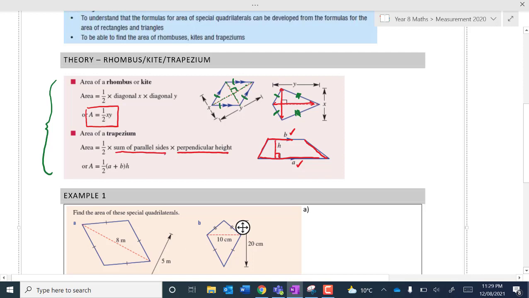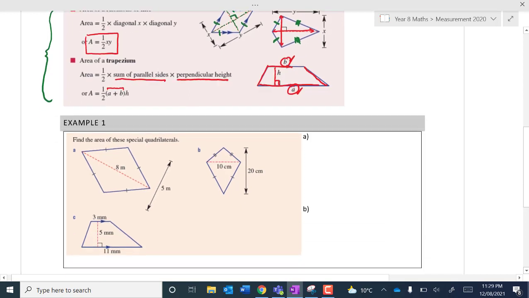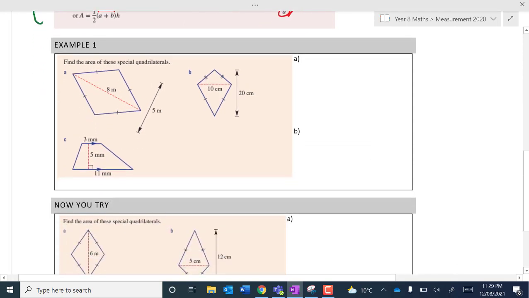Now it says here the sum of the parallel sides. The parallel sides are a and b. So if we put those together, we're looking at a plus b in brackets, multiplied by the height and then multiplied by a half. So there you go. They're the formulas which you'll need to familiarise yourself with. Copy them in your book, and now let's go through a couple of examples.